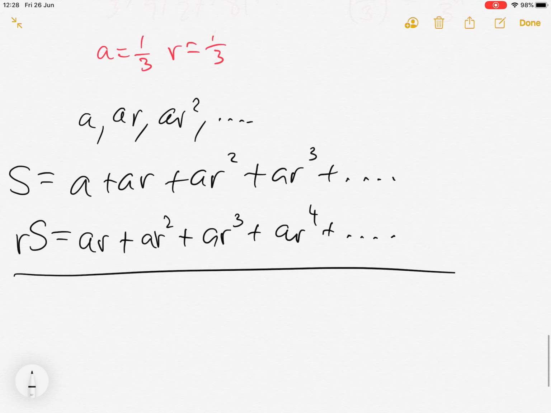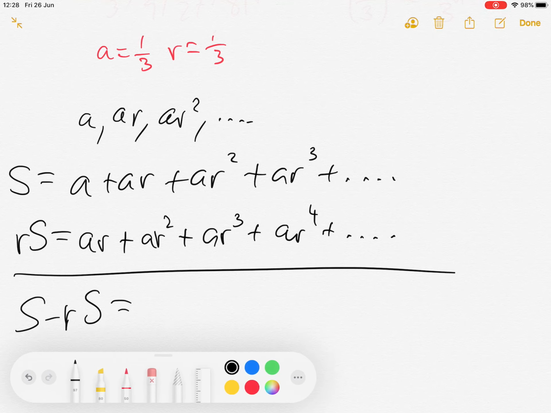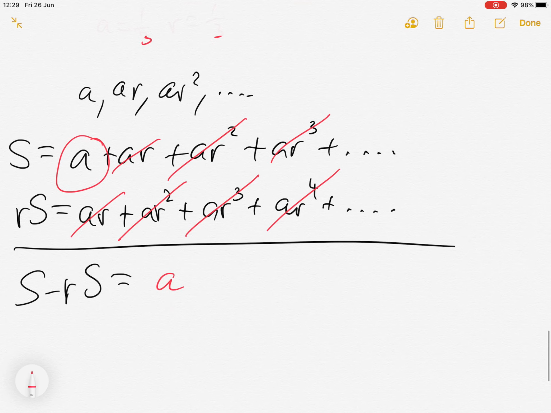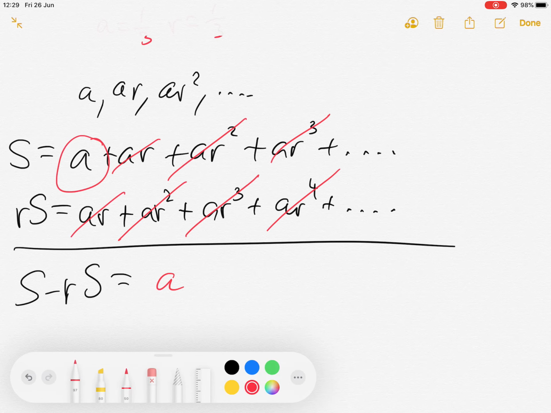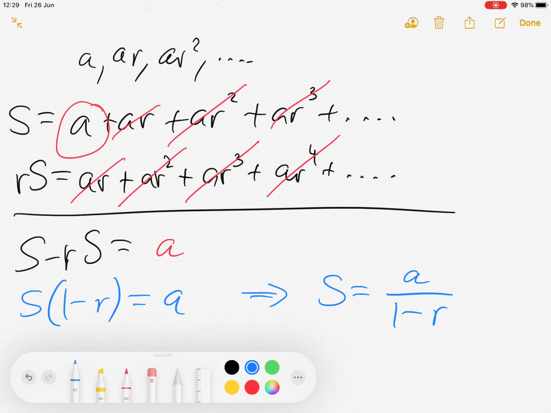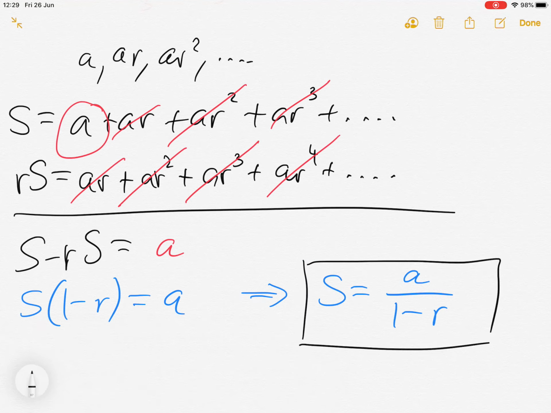Now let's subtract these two things. So S minus rS, well, what cancels? Well, we've got ar minus ar, ar squared minus ar squared, ar cubed minus ar cubed, ar to the 4 minus ar to the 4, and so on. So everything cancels apart from this a here. So now let's factorize out S. So we have S brackets 1 minus r equals a, which tells us that S is a over 1 minus r. So that's really neat. So there we go, there's our answer.